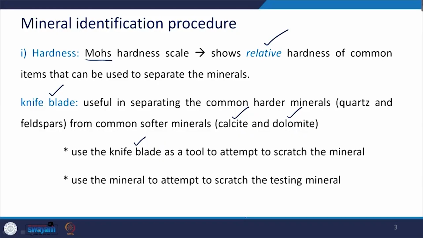Similarly, we can use the mineral itself in an attempt to scratch the other mineral which we want to test. Again, if one mineral is harder as compared to the other mineral, the harder mineral will scratch the softer mineral. That's how we will be able to get the relative hardness of the two minerals.